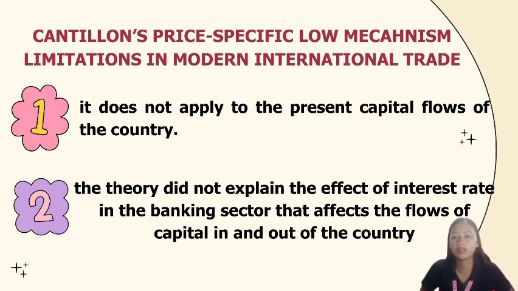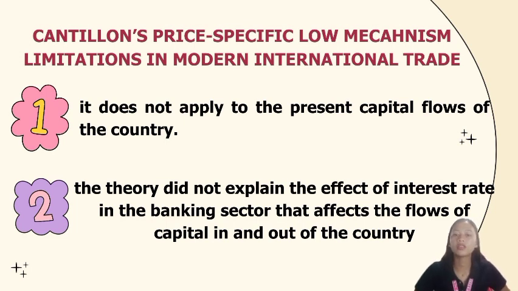The second one is that the theory did not explain the effect of interest rates in the banking sector that affect the flows of capital in and out of the country. The theory doesn't explain how changes in the interest rate in the banking sector can affect these capital flows. For example, if interest rates are high, people might be more likely to invest their money in that country, which can affect the flow of capital.